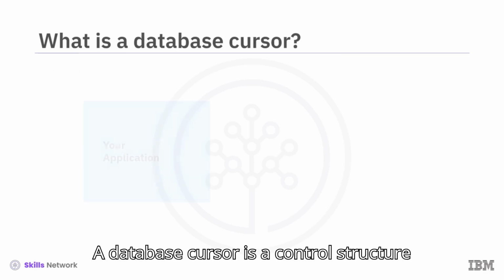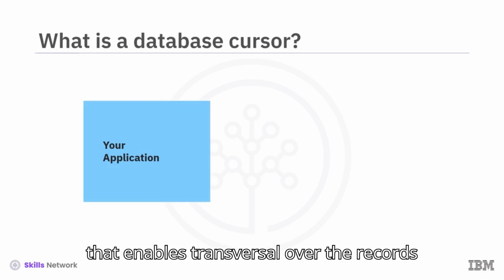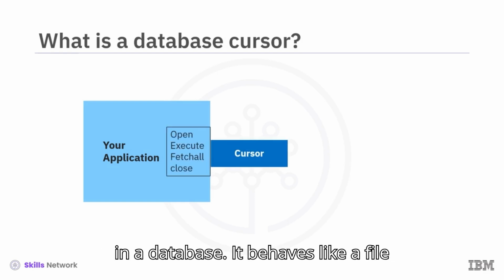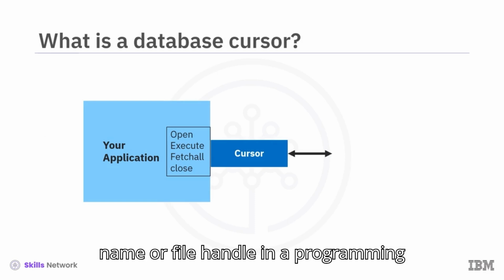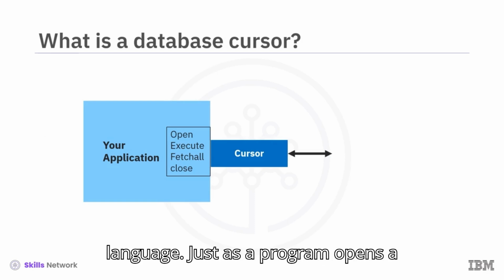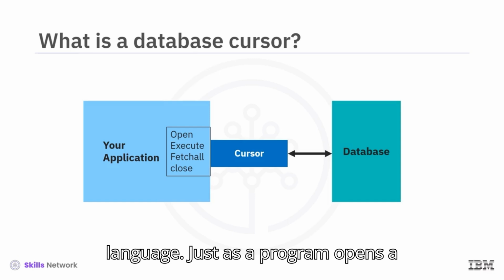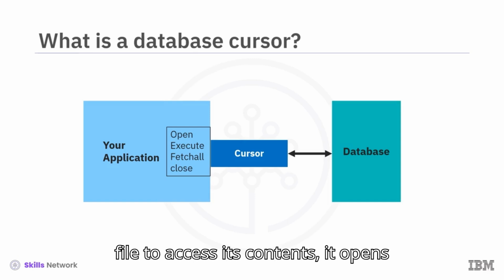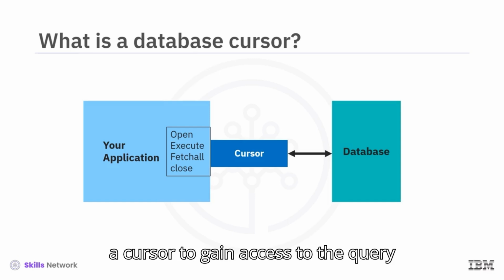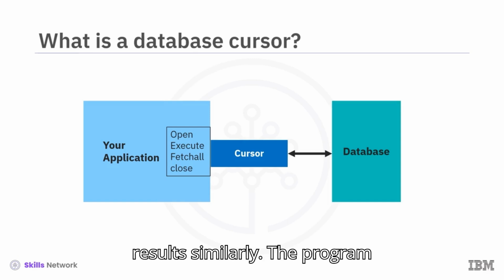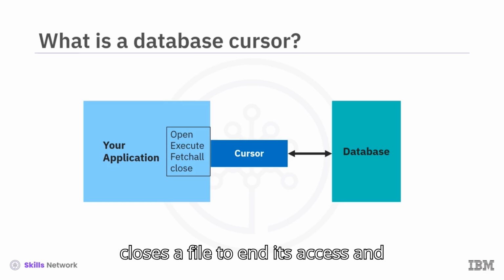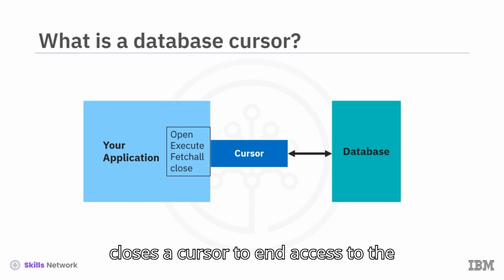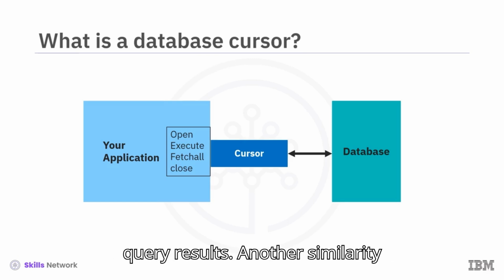A database cursor is a control structure that enables traversal over the records in a database. It behaves like a file name or file handle in a programming language. Just as a program opens a file to access its contents, it opens a cursor to gain access to the query results. Similarly, the program closes a file to end its access and closes a cursor to end access to the query results.